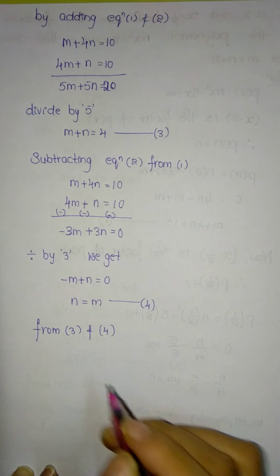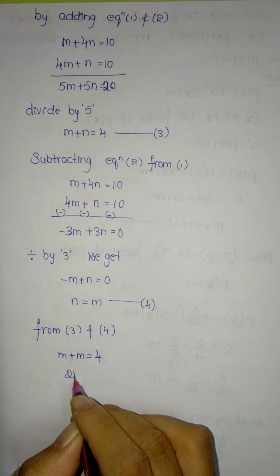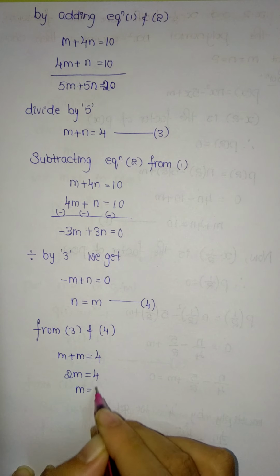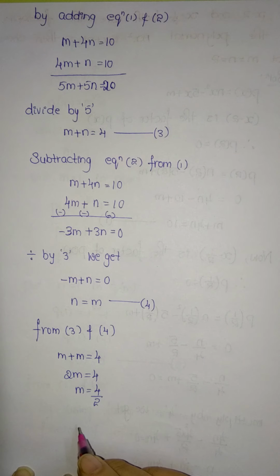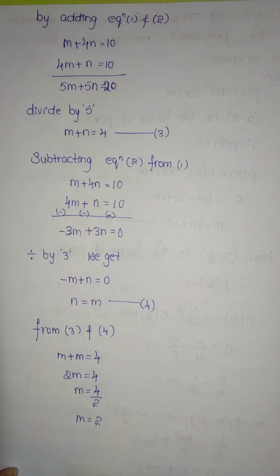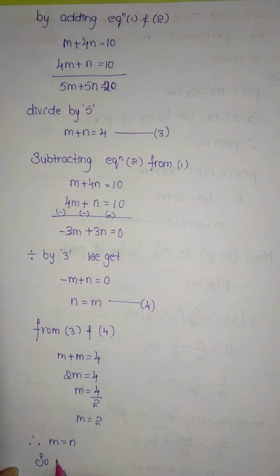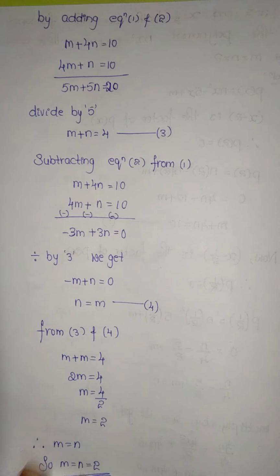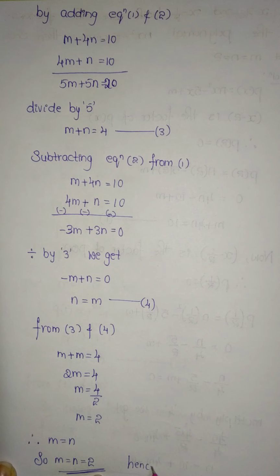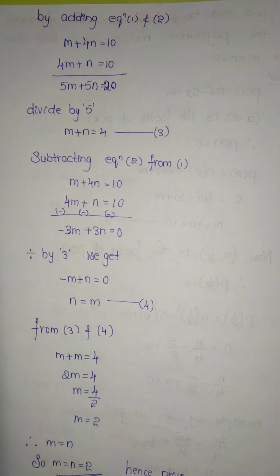we can say in the place of n we have to put m. So m plus m equal to 4. So 2m equal to 4. So m is equal to 4 by 2, that is, m is equal to 2. So m is 2, so n is also 2. Therefore m equal to n, so m which is equal to n which is equal to 2. Hence proved. So we find out m equal to n equal to 2.